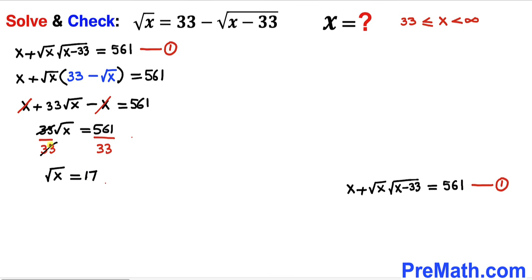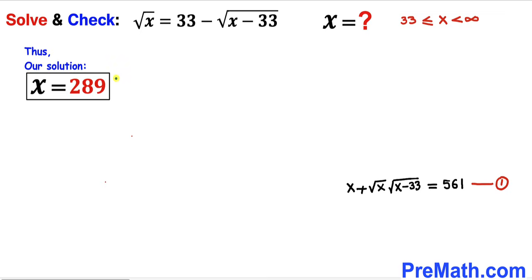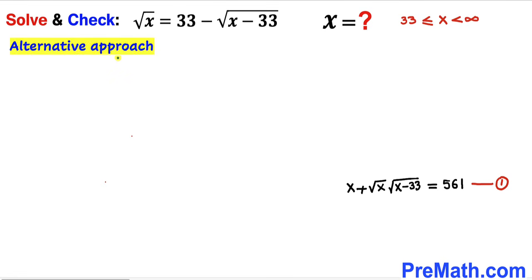And now we are going to undo this square root by taking a square on both sides. And here we can see square root and square, they undo each other. So therefore our solution x value turns out to be 17 square, which is 289. So thus our solution x value turns out to be 289 by using the very first method. And now I'm going to show you the alternative method.